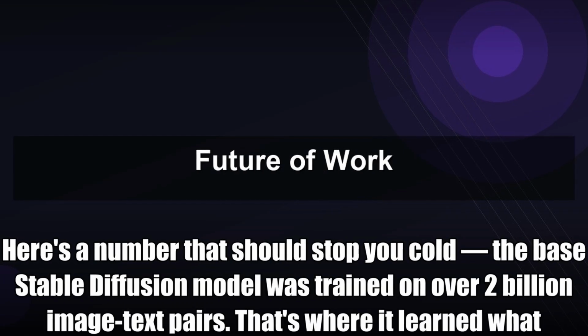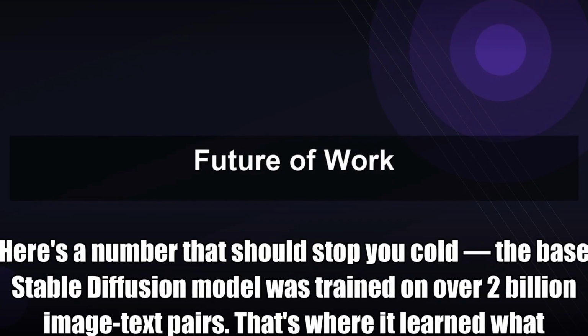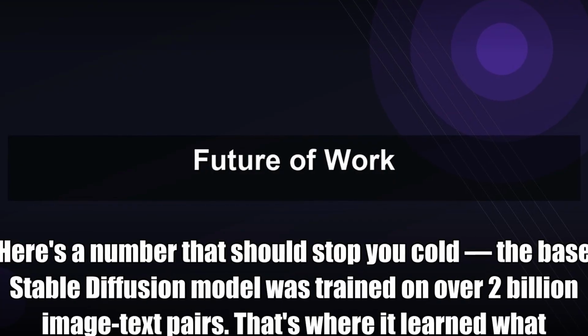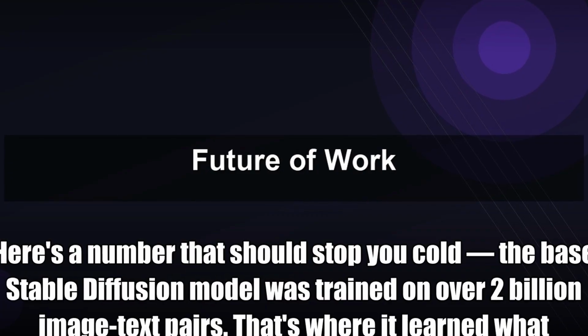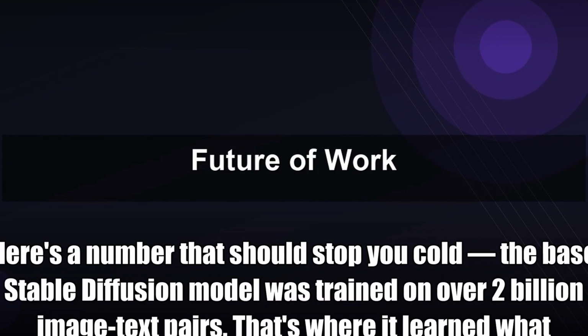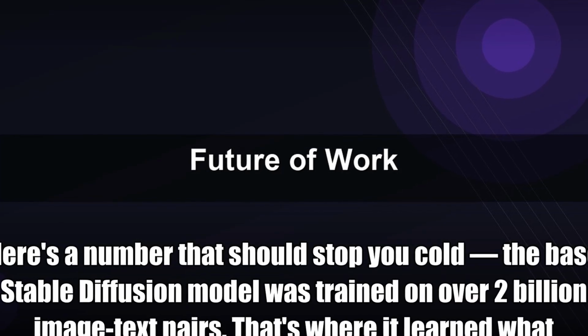Here's a number that should stop you cold. The base Stable Diffusion model was trained on over 2 billion image-text pairs. That's where it learned what sunset feels like, what oil painting looks like, what photorealistic even means. Your prompt is just a key unlocking patterns burned into those billions of examples.